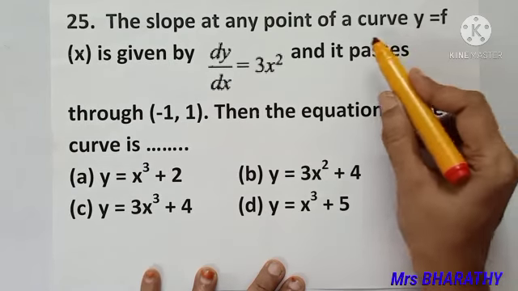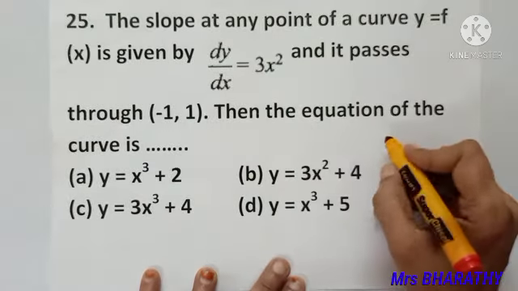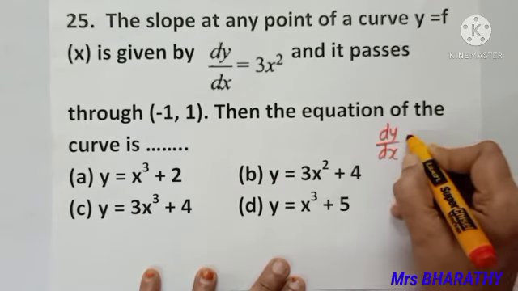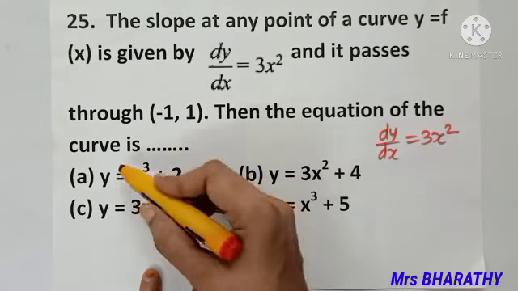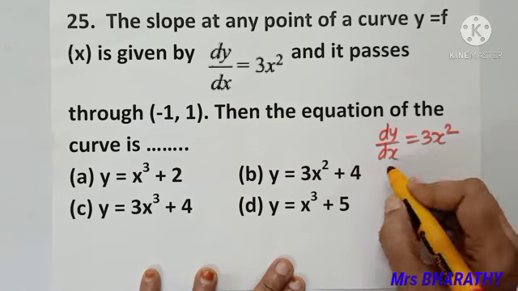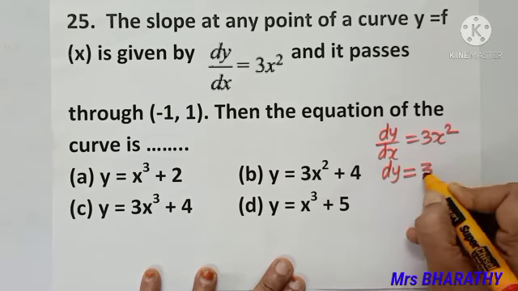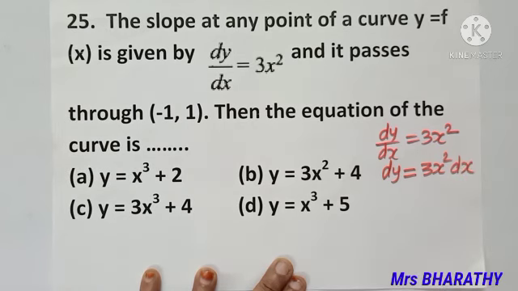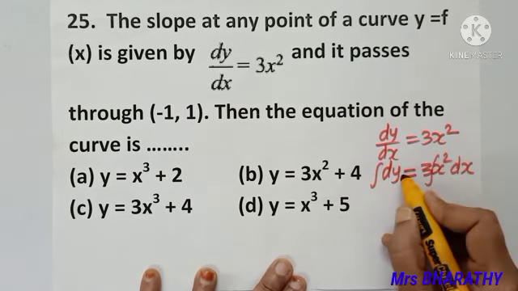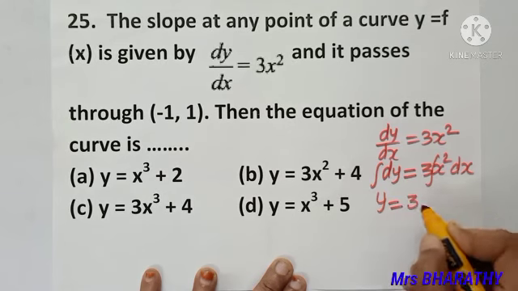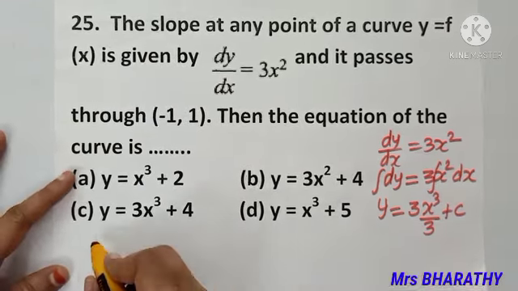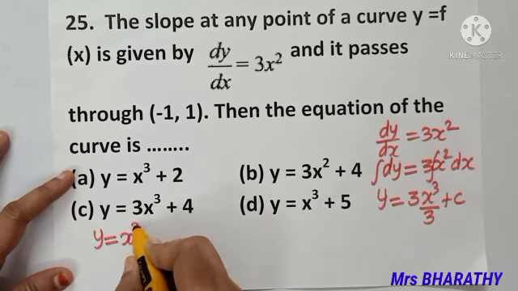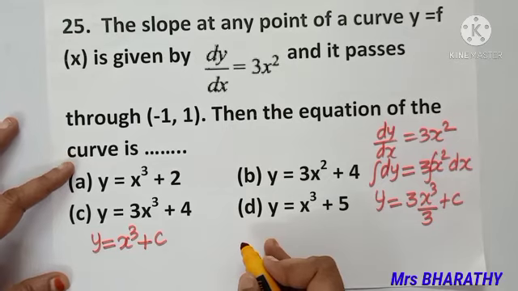Question number 25. The slope at any point of a curve y equals f of x is given by dy by dx equals 3x square, and it passes through minus 1, 1. We need to find the equation of the curve. As we separate the variables, it is dy equals 3x square dx. As we integrate, dy becomes y, right hand side 3 x square becomes x cube by 3 plus c. As we cancel 3 and 3, we get the equation as y is equal to x cube plus c.